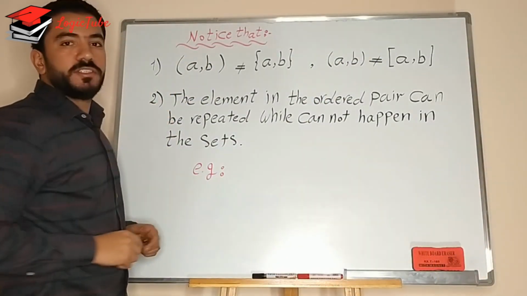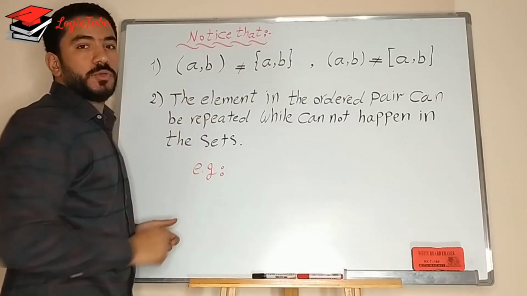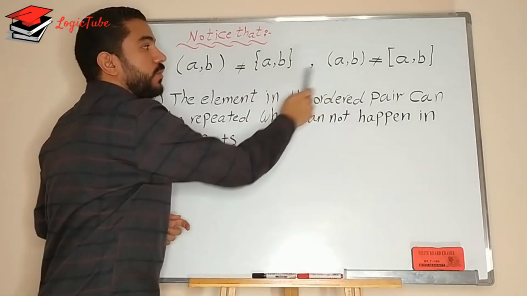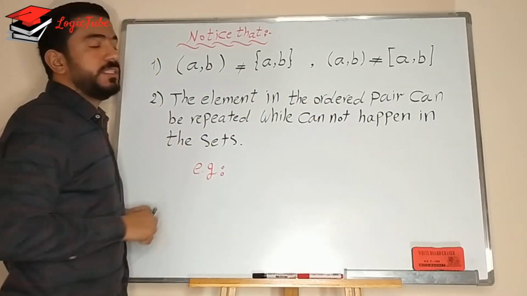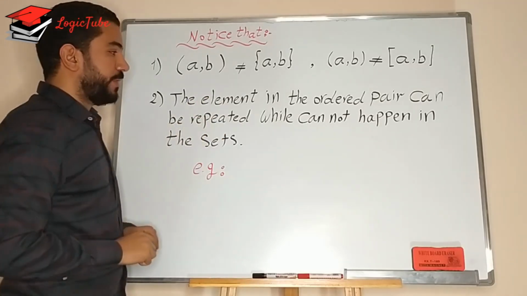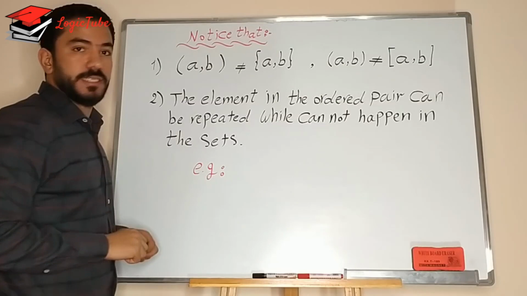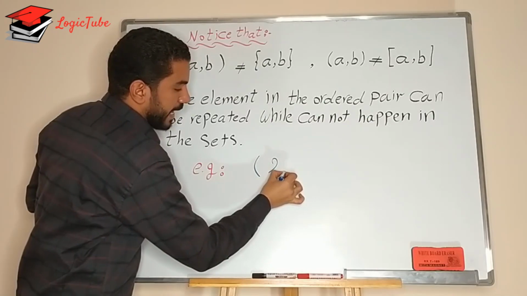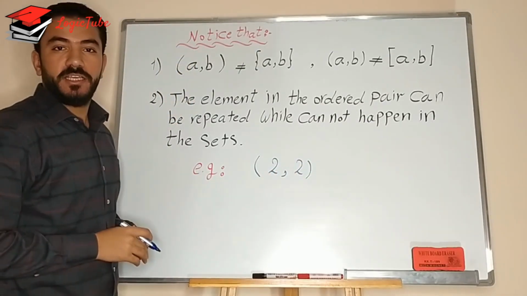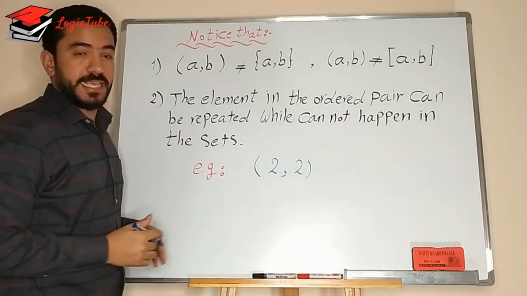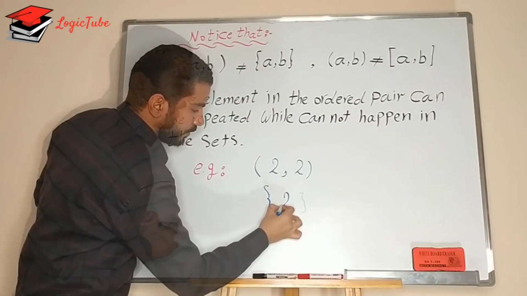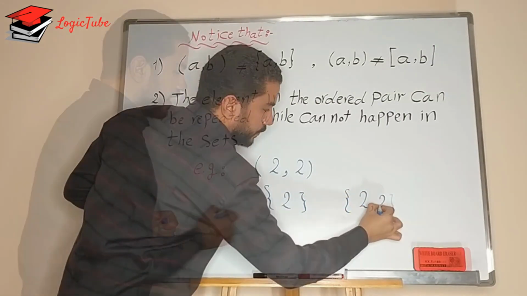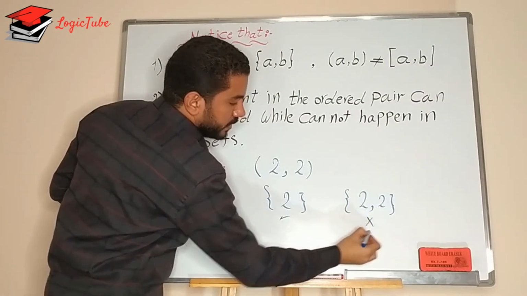Notice that the ordered pair of A and B is not equal to the set of A and B. The ordered pair A and B is not equal to the closed interval A and B. The element in the ordered pair can be repeated, while this cannot happen in sets. For example, we can say the ordered pair of 2 and 2, but we cannot say the set of 2 and 2. We say the set of 2, but we cannot say the set of 2 and 2. This is true, but this is not true.